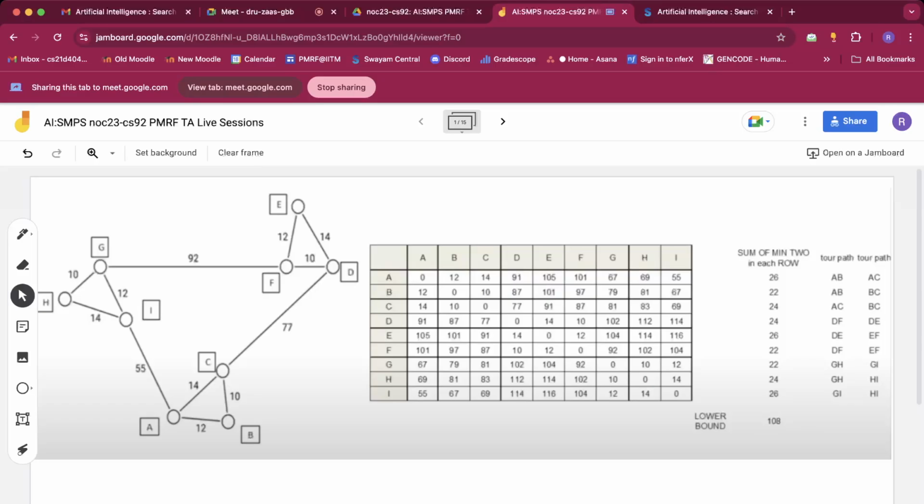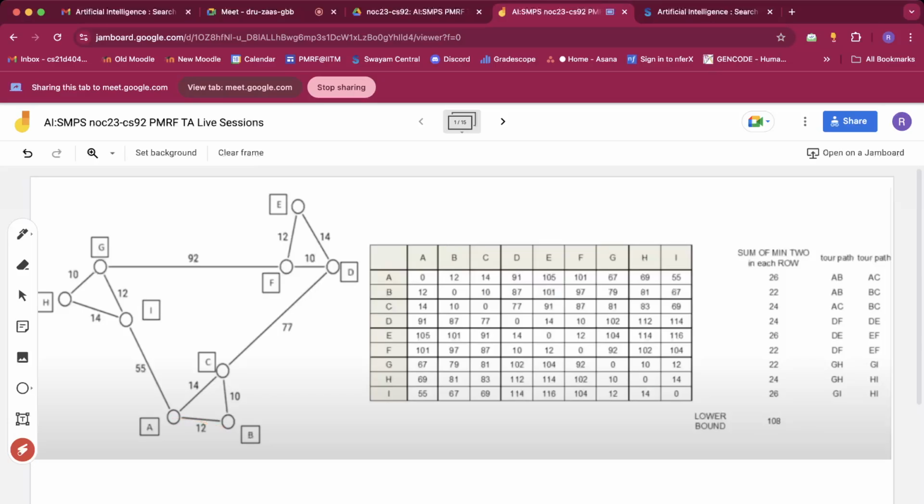Alphabetically, and each of these distances we have put in a tabular manner in this distance matrix over here. What this basically tells us is the cost of going from a node to another node. So the cost of going from A to A is 0, that of A to B is 12, and so on and so forth.